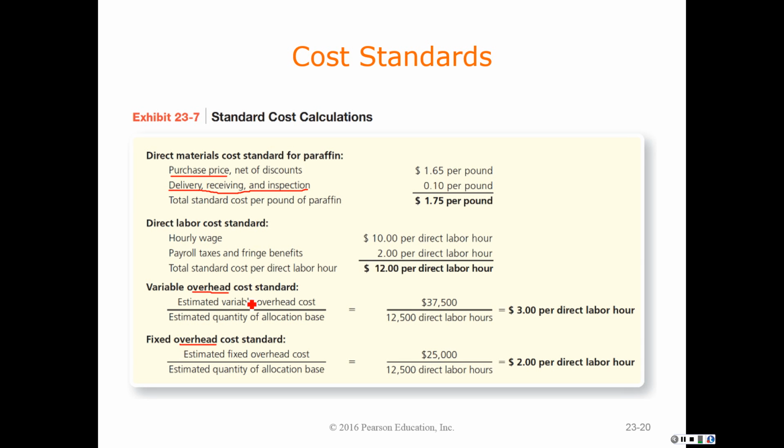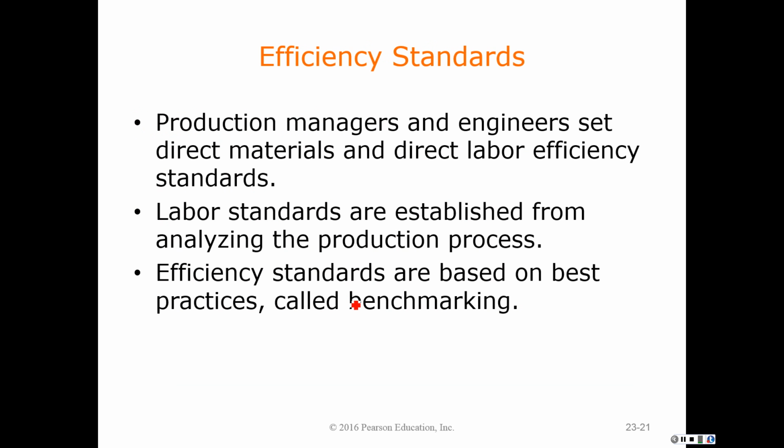Right? And so we're estimating the total amount of overhead, and we're estimating what's driving overhead. In this case, we've estimated direct labor hours. For every hour that my direct labor people work, they cost me X amount of variable overhead or X amount of fixed overhead. And what we've determined is for variable overhead, for every direct labor hour that my people work, they cost me $3 in variable overhead. For every hour that my direct labor people work, they cost me $2 in fixed overhead.